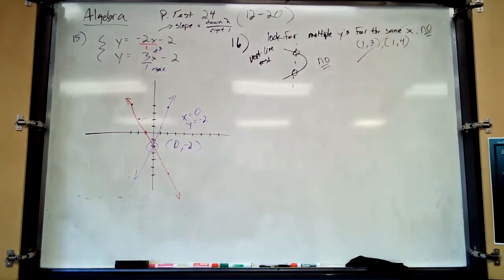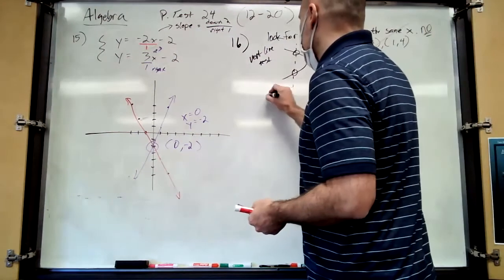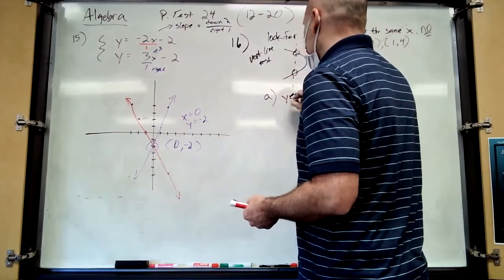So let's look up here. 5 goes to 2, -5, different x goes to 2, 7 goes to -4, -7 goes to 4. We don't have the same x going to multiple y's. So what is A? Yes, that is a function. Okay.